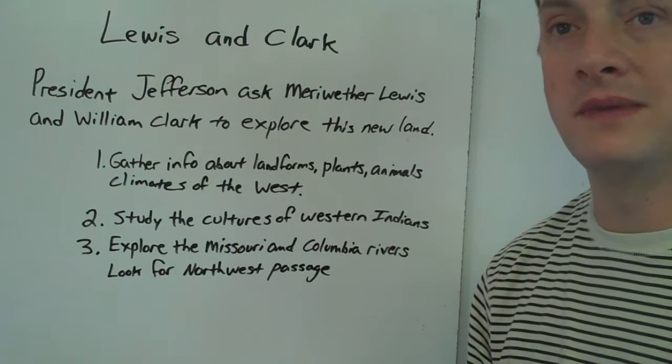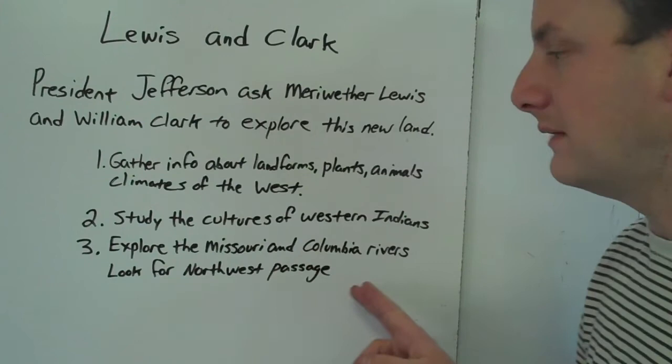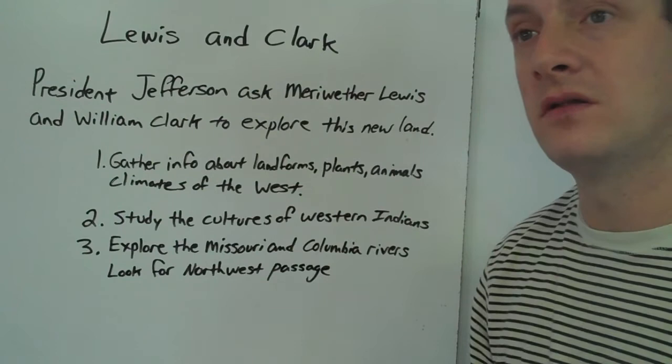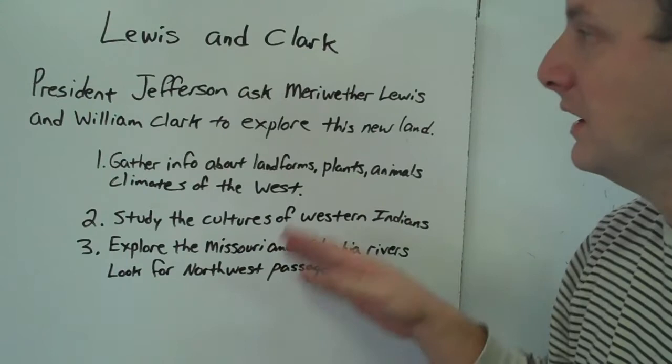He wanted to learn more about the Indians who lived to the west of the Mississippi River. Also, he wanted them to explore the two rivers, the Missouri and the Columbia. And he wanted them to look for what's called the Northwest Passage. You've learned in earlier lessons how many early explorers, when they came to North America, were looking for a faster way through. They didn't recognize what a great continent this was. So Jefferson said, while you're out exploring, look for this Northwest Passage, a quicker way through the continent.